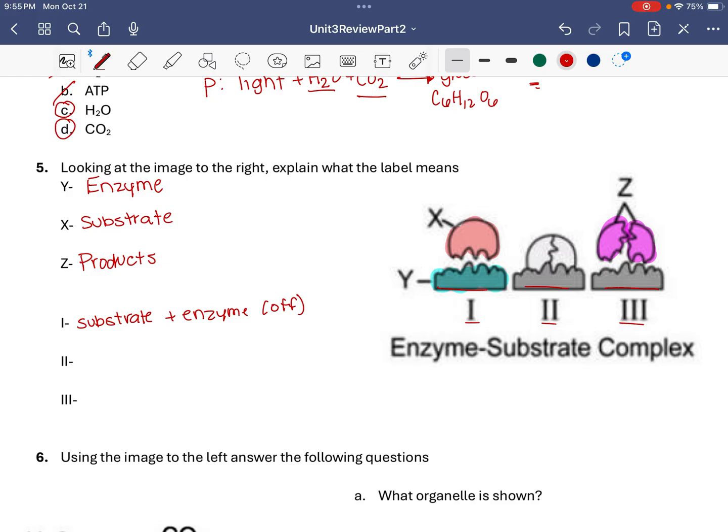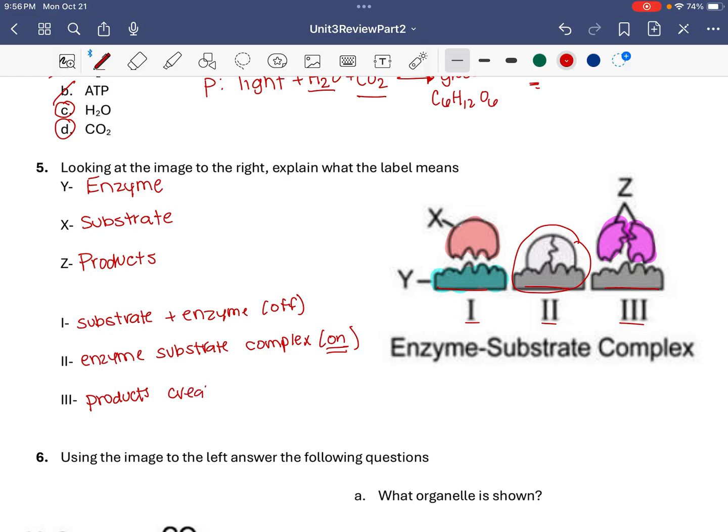In 2, what you see there is your substrate enzyme complex, or enzyme substrate complex. So here, your reaction is actually on. Once they are clicked together, they fit perfectly, lock and key model, your key is in the lock and you're turning it. That is a functional reaction. So in phase 2, once they're connected perfectly, that is a functional reaction. And then lastly, 3, products are created.